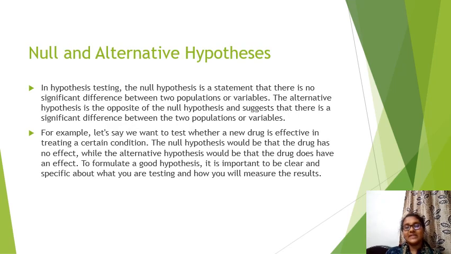Now let us see what is null and alternative hypothesis. In hypothesis testing, the null hypothesis is a statement that there is no significant difference between two populations or variables. Alternative hypothesis is the opposite of the null hypothesis and suggests that there is a significant difference between the two populations or variables. For example, let us say we want to test whether a new drug is effective in treating a certain condition. The null hypothesis would be that the drug has no effect, while the alternative hypothesis would be that the drug does have an effect.